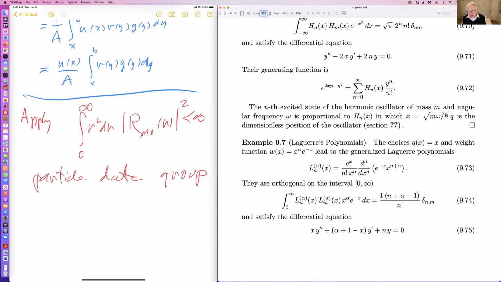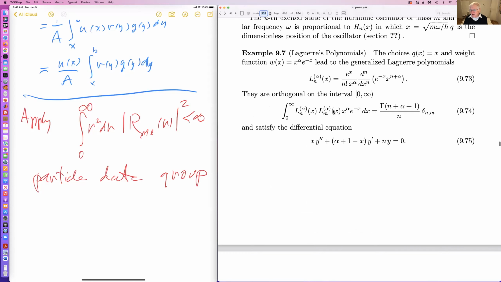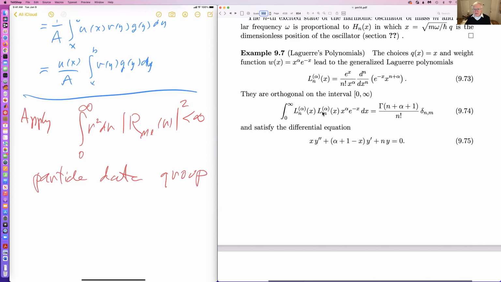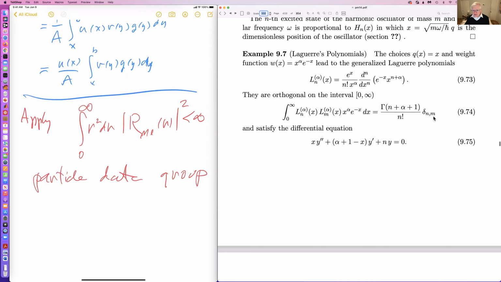Okay, Laguerre polynomials, and these occur in the non-relativistic hydrogen atom. You set Q of x equal to x, weight function like this, and these are the generalized Laguerre polynomials. They're orthogonal on 0 to infinity. And why is it 0 to infinity? Well, because they're used for the radial function of the hydrogen atom. And they're orthogonal on this interval.